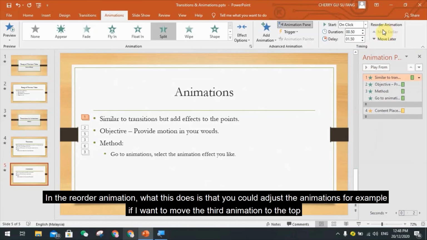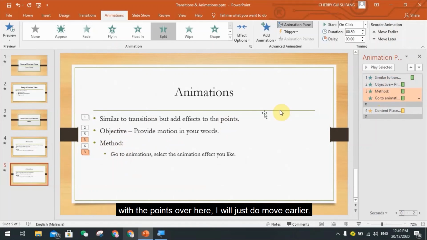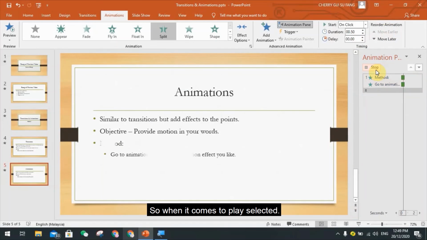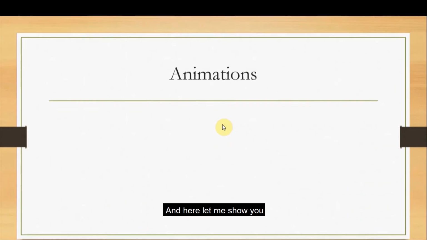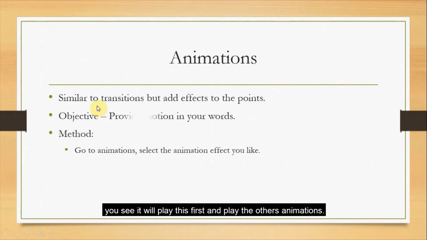In reorder animation, what this does is that you could adjust your animation order. For example, if I want to move the third animation to the top with the points over here, I would just do move earlier. For example, I move it to the top. So when it comes to play selected, it will play this first instead of the others. And here, let me show you. You see, it will play this first, then it will play the other animations.